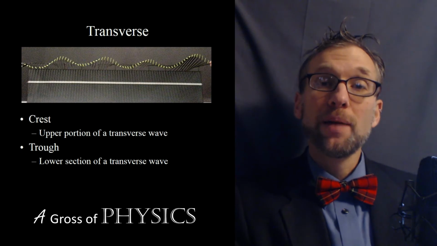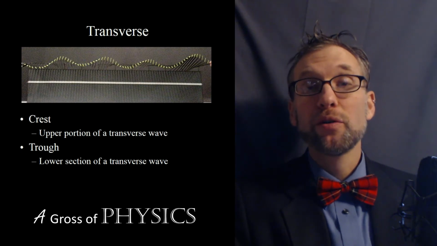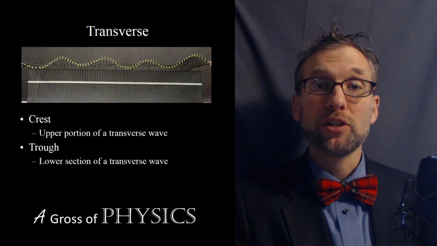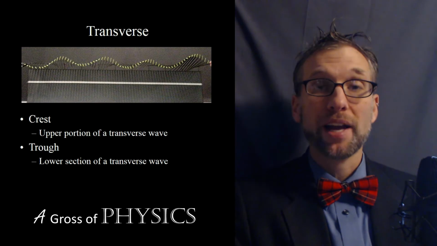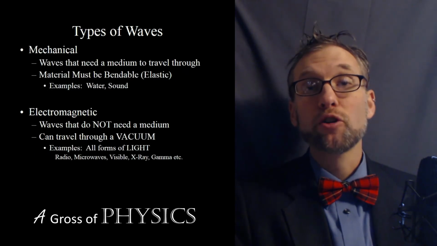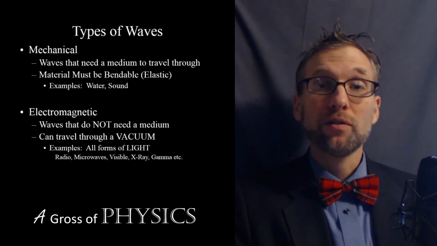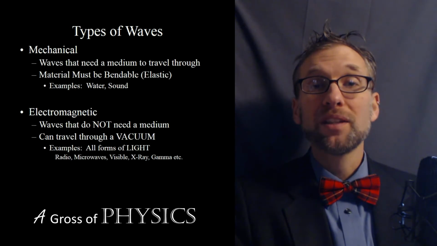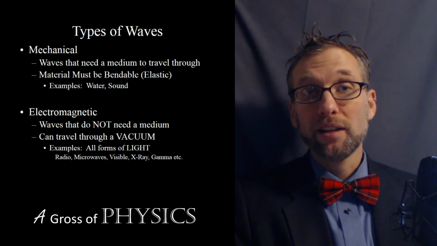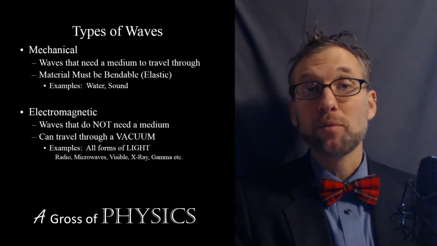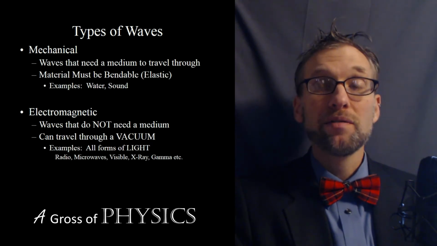We also had two different types of waves depending upon the material in which they traveled. Mechanical waves need a material in which to travel through. Sound is an example of a mechanical wave. Water is an example of a mechanical wave. We also have electromagnetic waves. Those can travel through space, and all forms of light are electromagnetic. That includes visible light, ultraviolet light, infrared, X-rays, gamma radiation, microwaves, etc.